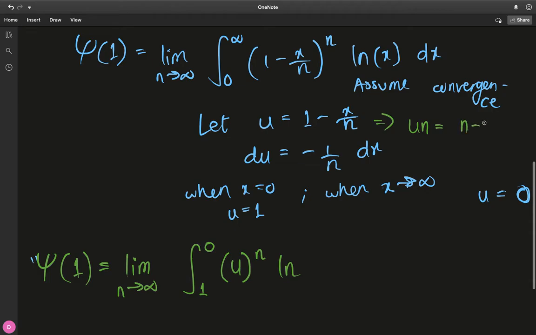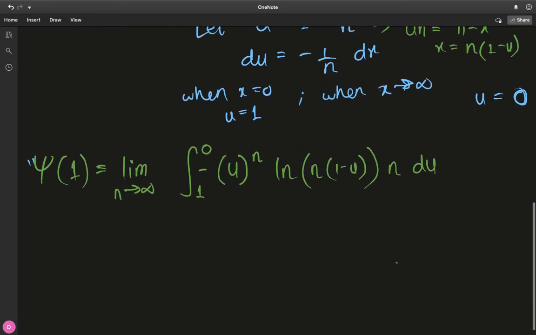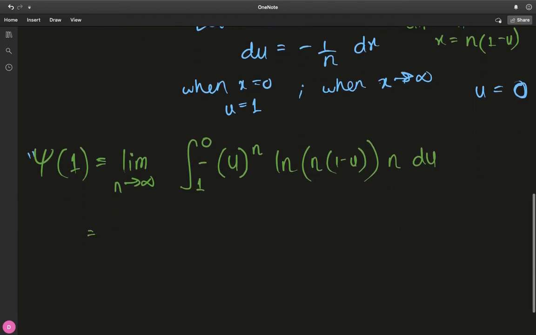u to the n is equal to n minus x. So x is nothing but n times 1 minus u. So natural log of n times 1 minus u, and dx is now negative n du. So we can use the negative to flip the upper and lower bounds, correct the order of integration, and we can pull out these n terms because they don't depend on u.